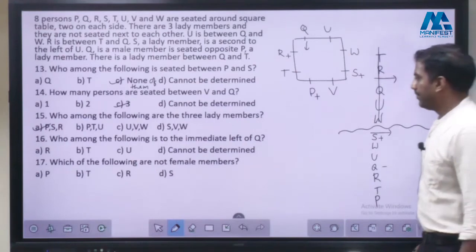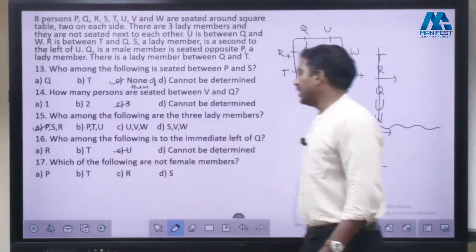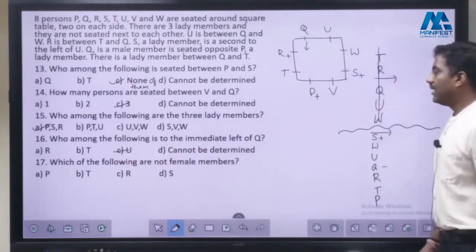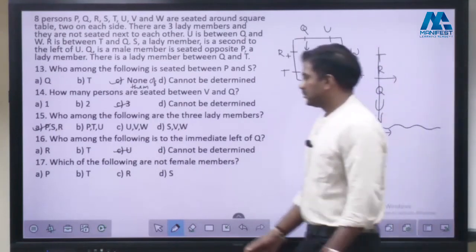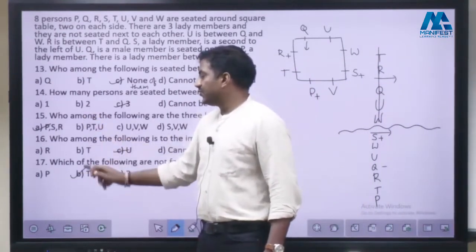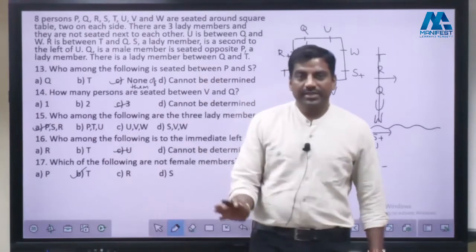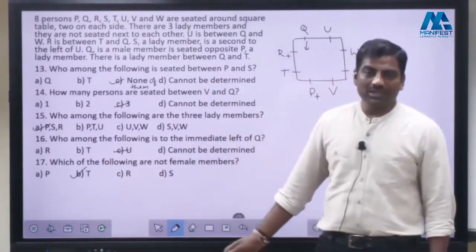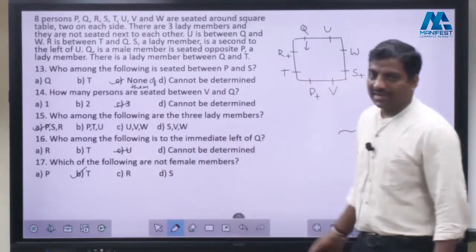Correct, no? Yeah. Which of the following are not female members? These 2 questions, 15th and 17th, it is just common sense. You don't have to construct a table here or construct a diagram here.